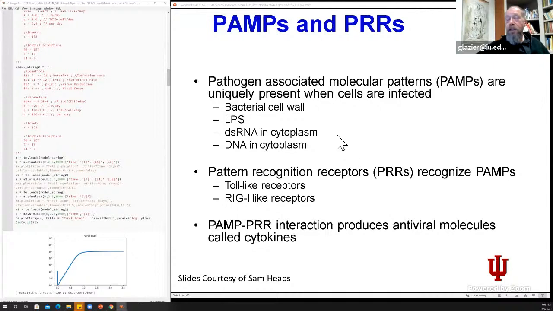Here are some examples. Again, these are not my slides. I'm talking through Sam's slides. Components of the bacterial cell wall are recognized by cells. Lipopolysaccharides are recognized by cells. Double-stranded DNA shouldn't be in the cytoplasm of cells, so if the cell sees double-stranded DNA in the cytoplasm, it recognizes that it's infected. Double-stranded RNA also shouldn't be in the cytoplasm, and it recognizes that it's infected. And there are a variety of chemical relaying pathways that respond. The toll-like receptors and the RIG-I receptors are particularly involved in this kind of relaying.